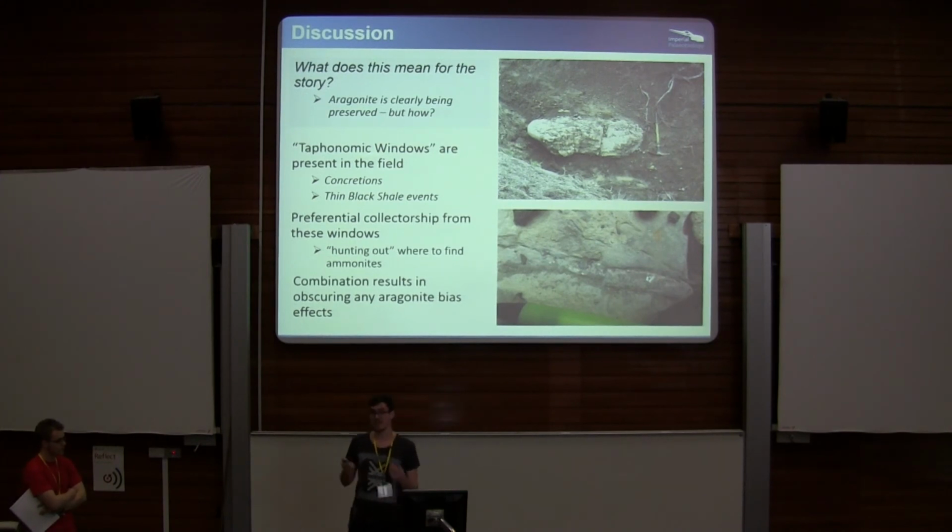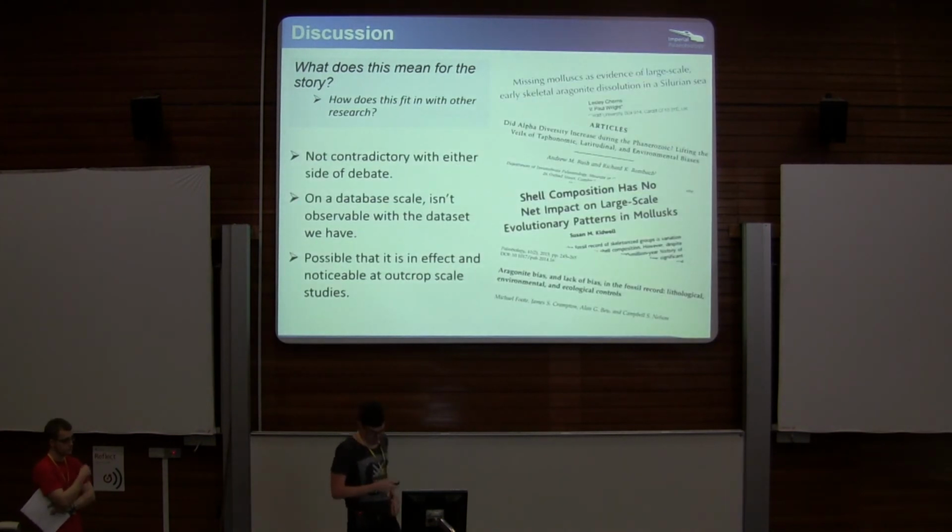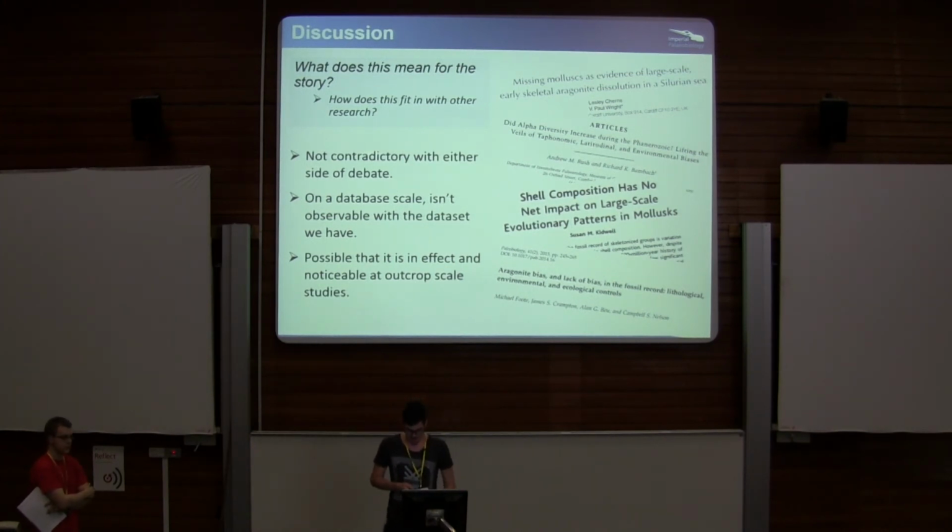On top of that, you also have a collector bias. If collectors who are going out hunting for these things knew that you would find ammonites in concretions, that's where they're going to go, and so you're going to selectively gather information from the appropriate points. So I think this issue of scale is important when we're trying to place this work in the context of other people who've worked on this topic.